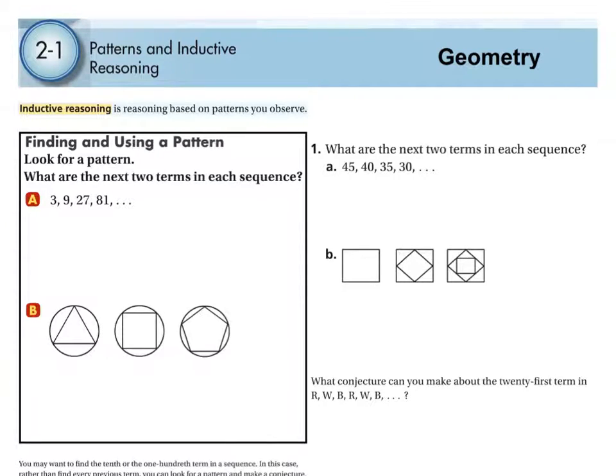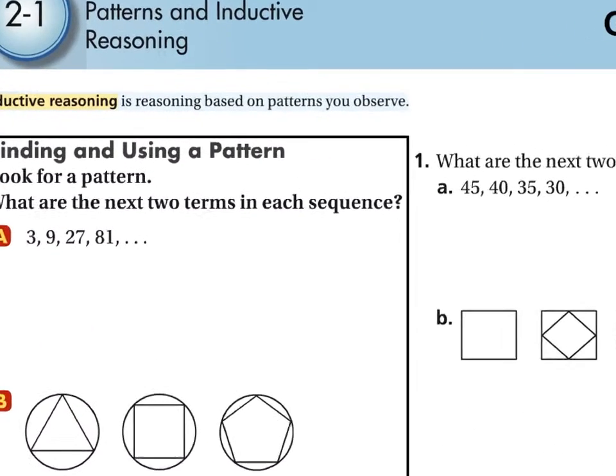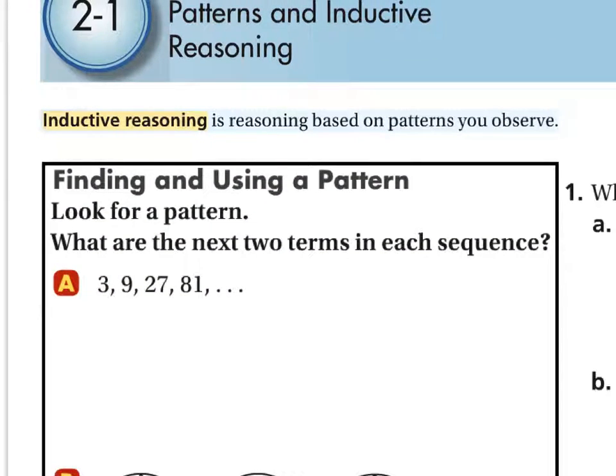In section 2.1, we are finding patterns and using what is called inductive reasoning. Inductive reasoning is reasoning based on patterns you observe. Now, what do I mean by reasoning? Thinking, problem solving. That's what reasoning is. So, inductive reasoning is reasoning based on patterns that you observe. You actually have to see these things.